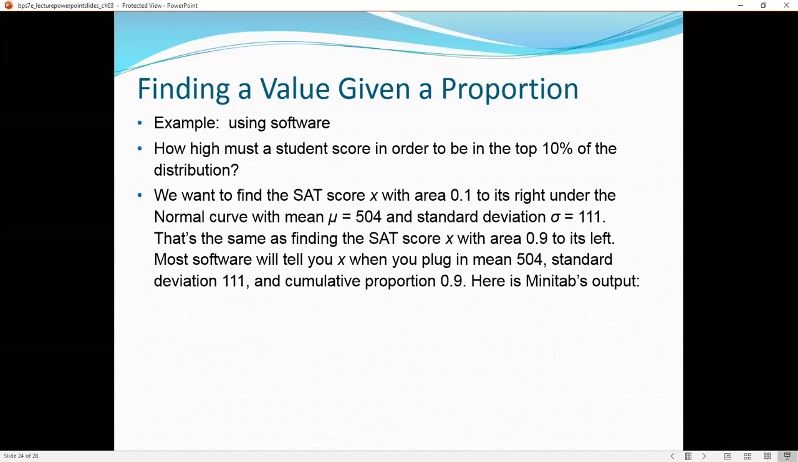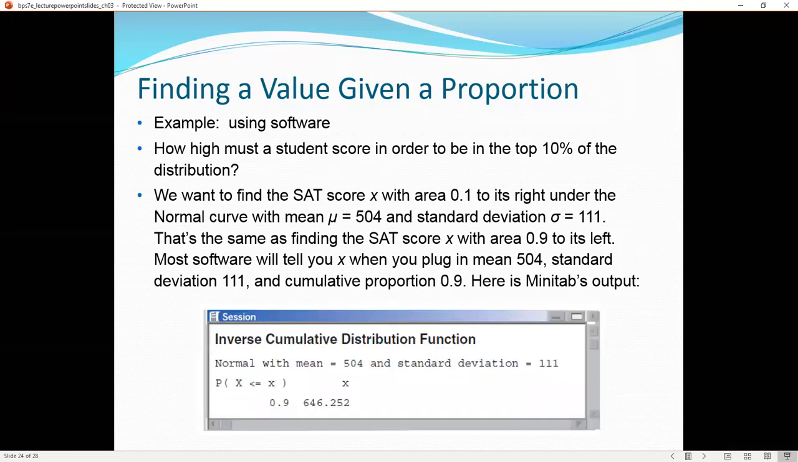Here's the Minitab output. So they're inputting the mean and the standard deviation as well as inputting the proportion, and they're getting back the X value.